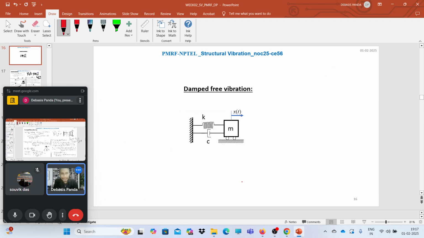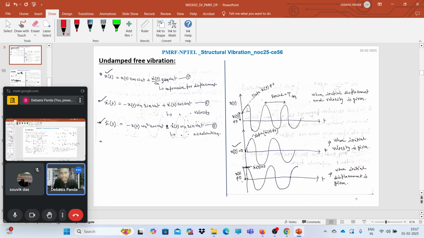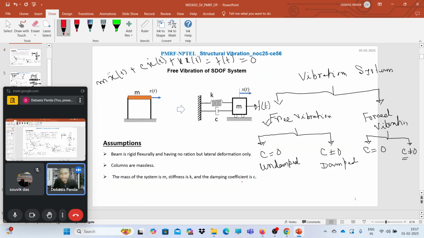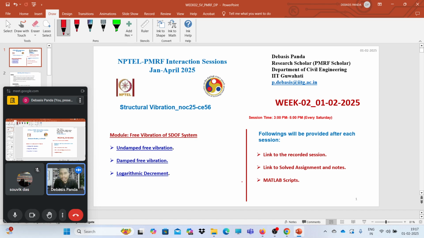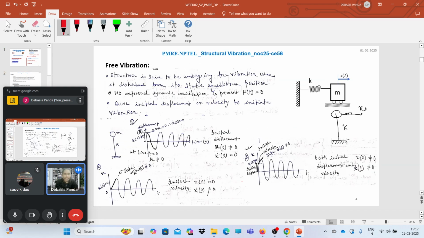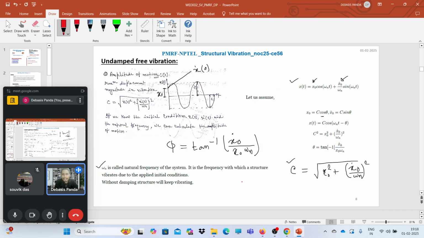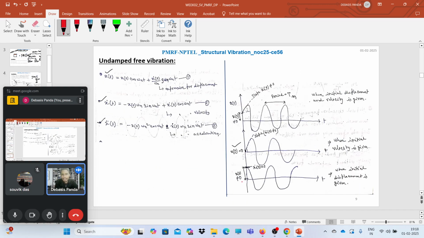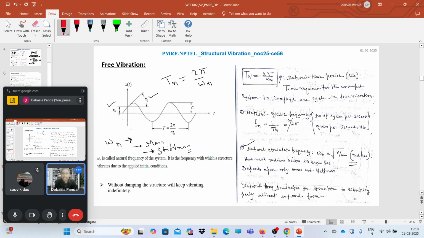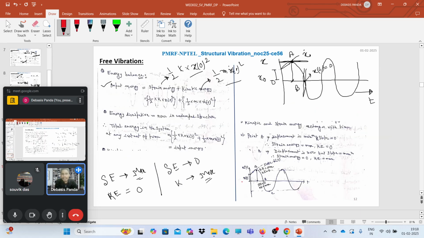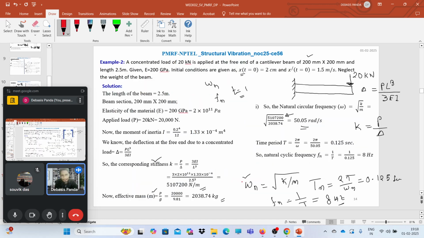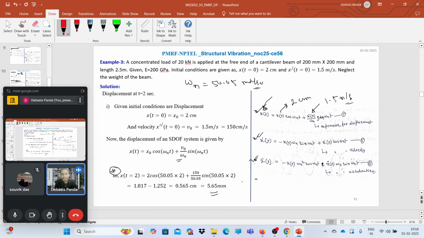So we have solved three things here. First, we understood what we call free vibration. Then we solved the equation of motion for the undamped free vibration case. Then we saw how to calculate the displacement, velocity, even phase at any time. Then we solved different kinds of problems here.